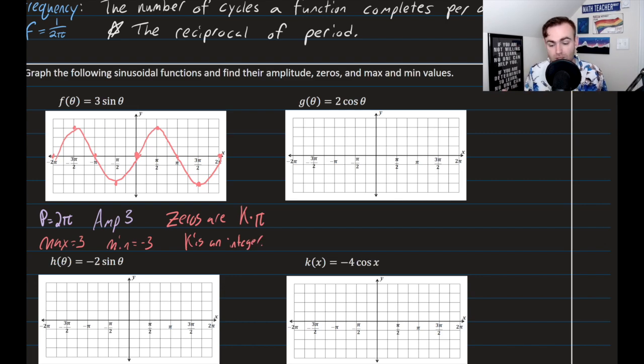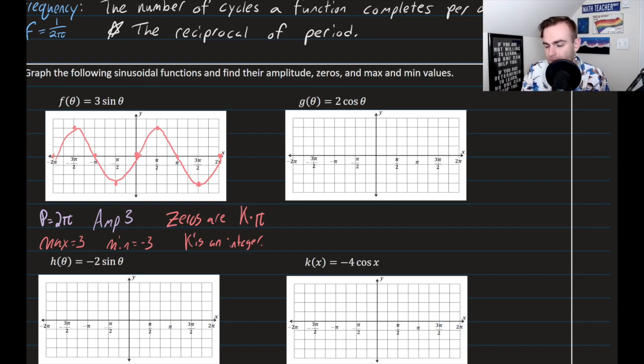This just means we're getting a zero at every whole number value of pi. So 0 pi, -1 pi, -5 pi all still work because they're all integers. That's essentially it. I think the zeros are probably the hardest part of this whole thing.